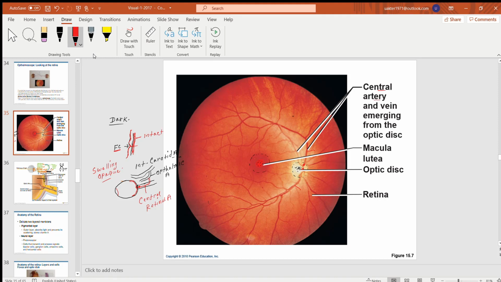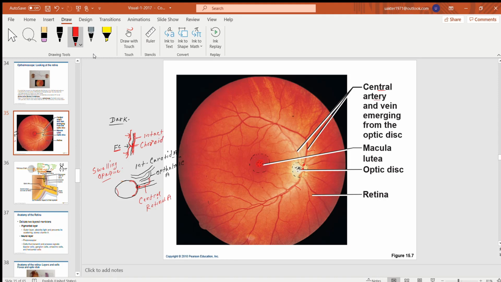So this area you will see opaque. However, since the retina is very thin here, you will be able to see the underlying choroid, the blood in the choroid.